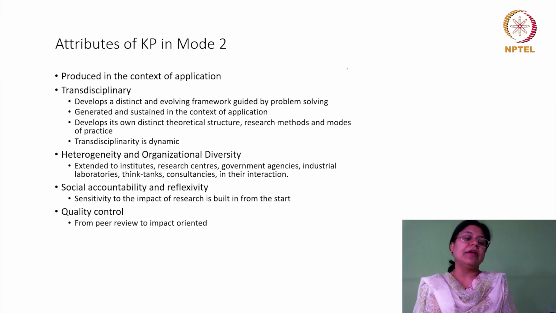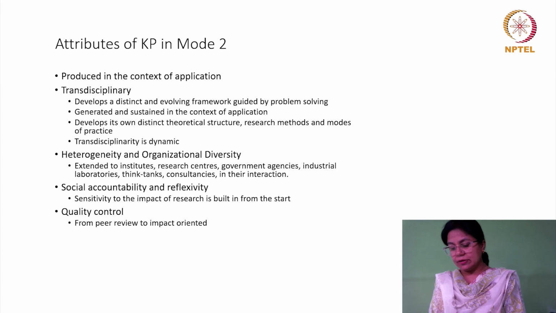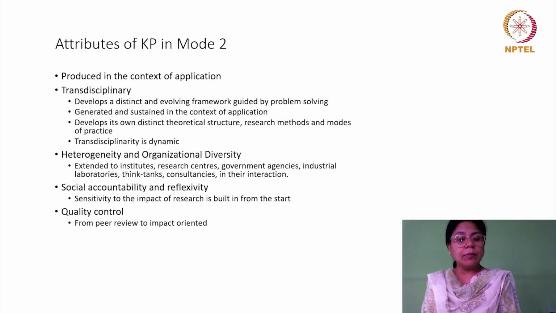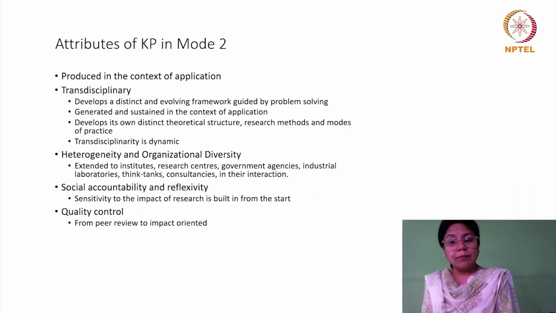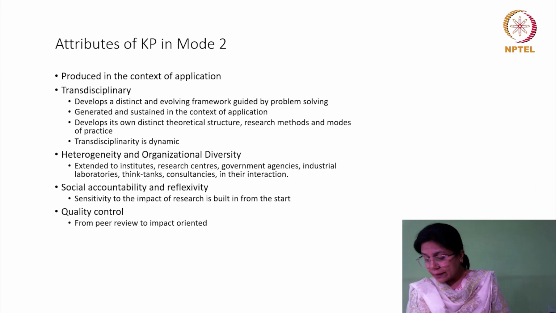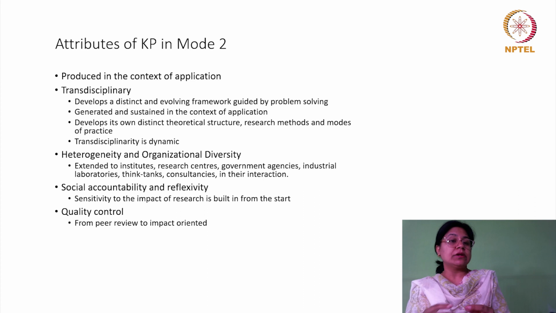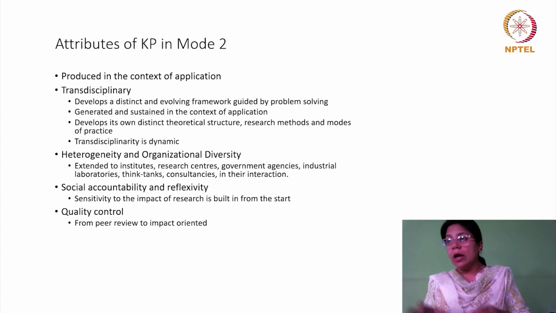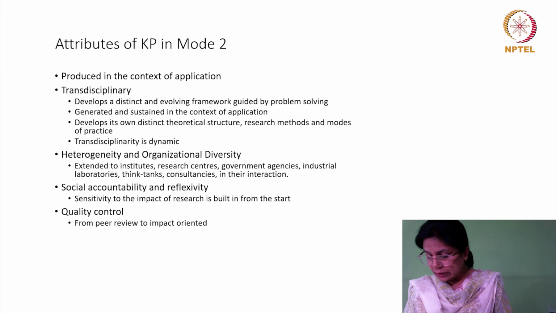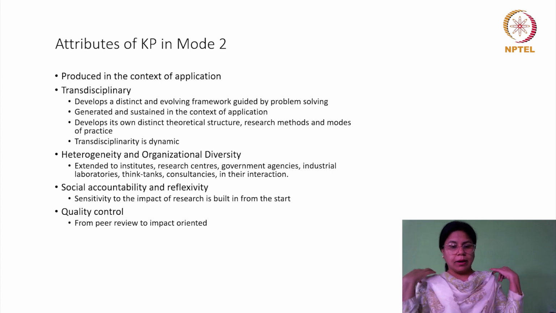The next attribute is related to heterogeneity and organizational diversities. Now this is effectively talking about how in mode 2 you are engaging with various institutions, research centers, government agencies, industrial laboratories, think tanks, consultancies, and the interaction that may happen. So the potential site where the research will happen has also been expanded. It is no longer limited to an individual inventor in a particular university. So the increase would once again require the need to build networks amongst themselves.